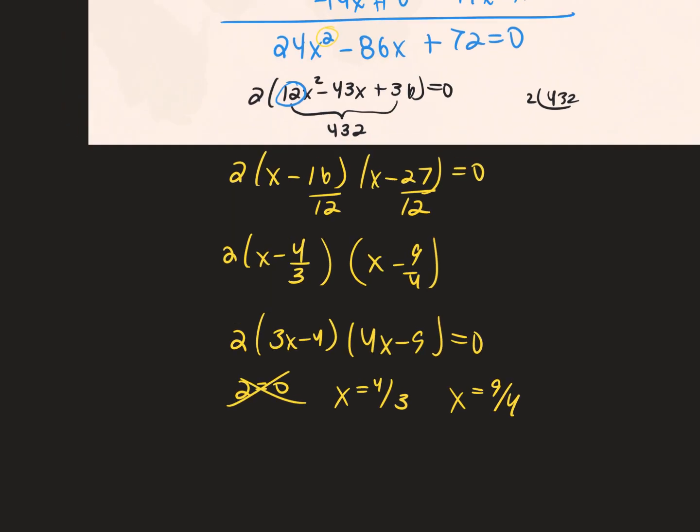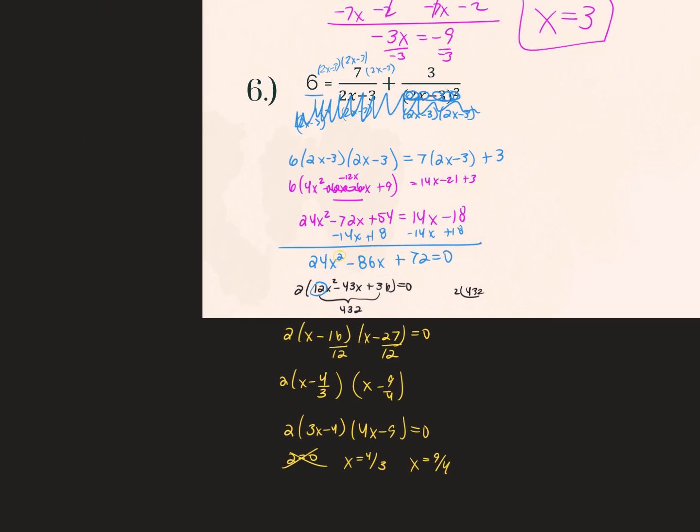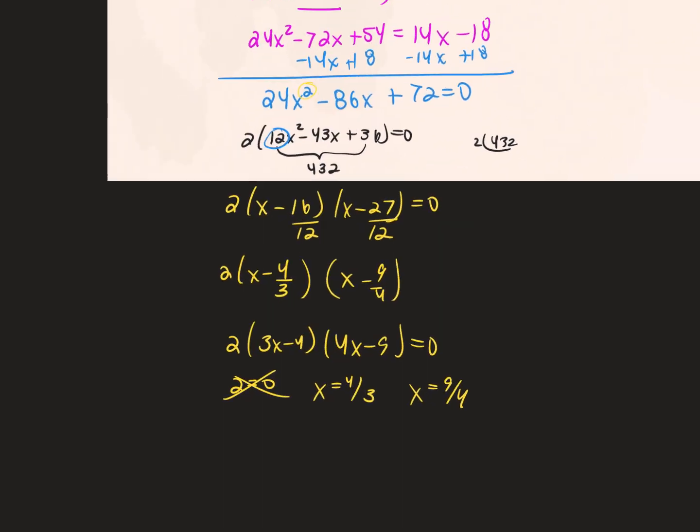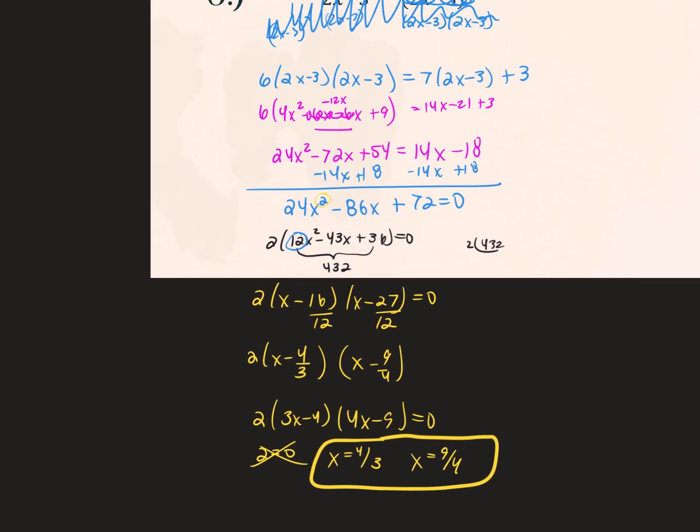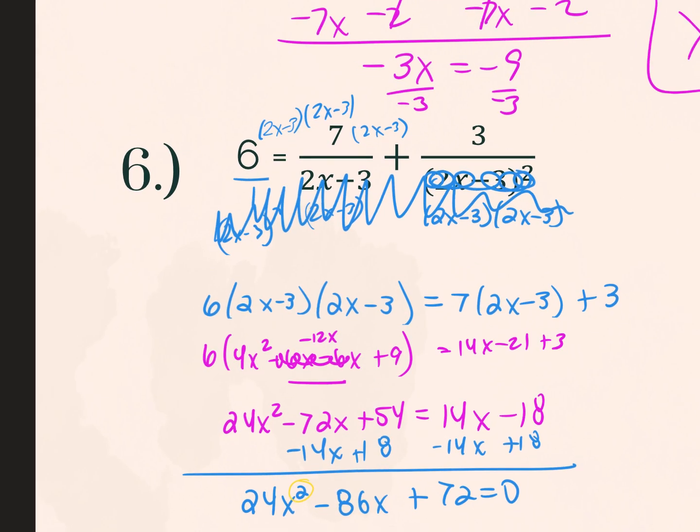Okay. Now, are we going to go back and check this? No. I know you're not going to go back and plug both of these in, but if I plug either or both of them in, is there any chance that my denominator would become 0? No. So you guys are good.